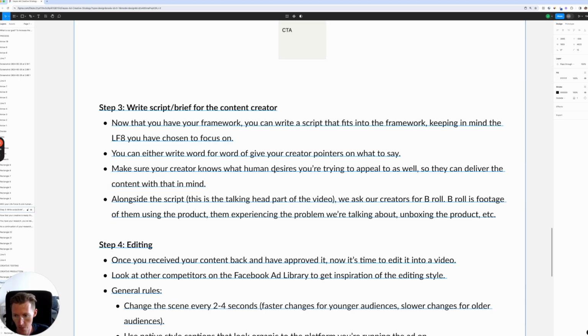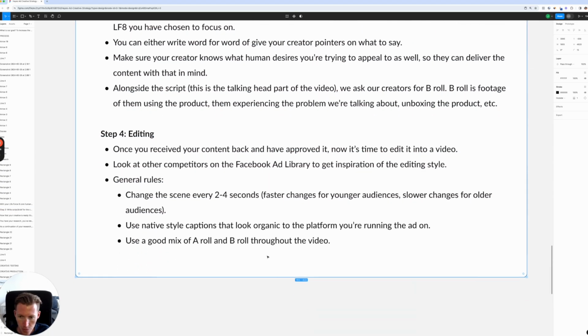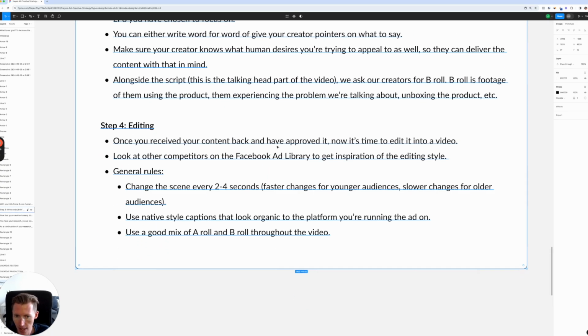once they have that context. And alongside the script is really the words, the talking head part of the video, what the creator is going to say to the camera. But we also ask our creators for B-roll, and B-roll is footage of them using the product, them experiencing the problem that we're talking about, showing a visual of that, unboxing the product, and you'll see how this plays in with editing.